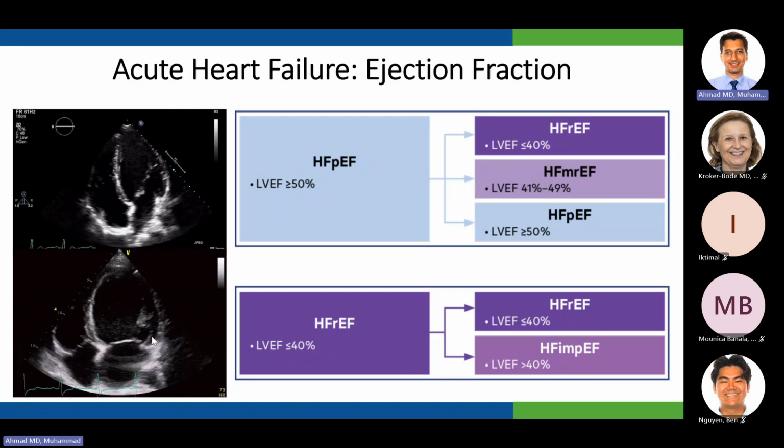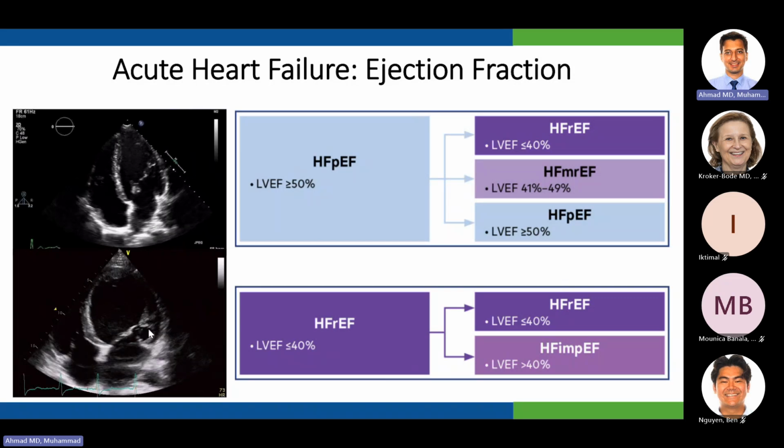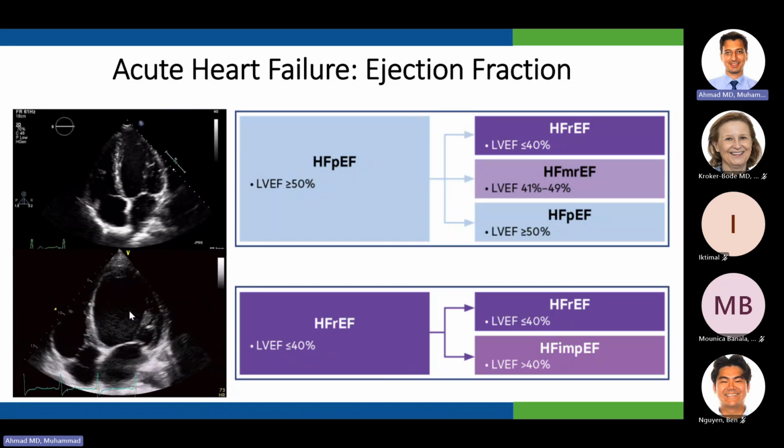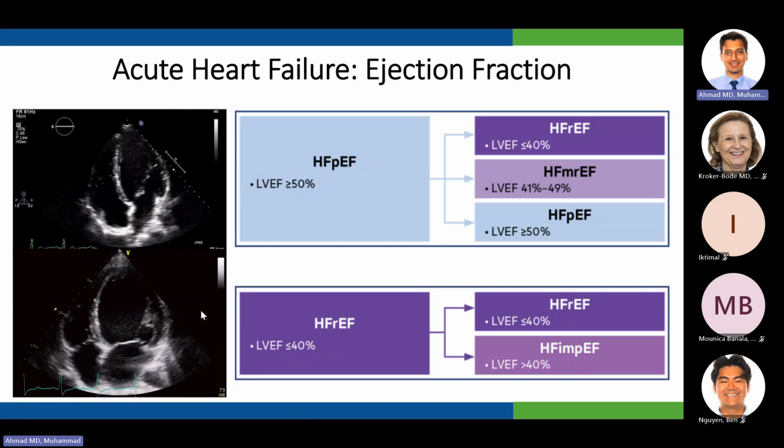So ejection fraction ends up being not as helpful for acute heart failure. Of course, we need to know what it is so we can treat the patient and find out what's causing their problem. But the important thing is that any ejection fraction can show up as an acute heart failure.